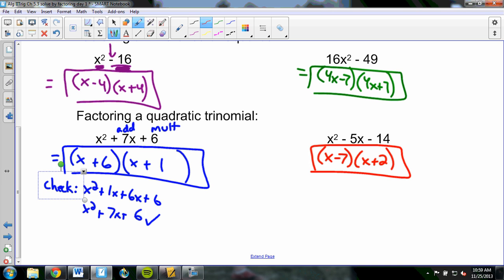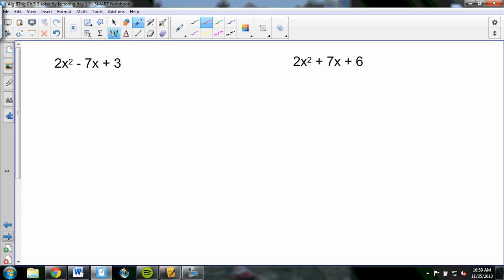It gets tougher. Right now the a value is 1. The term in front, the leading coefficient, is a 1. As a increases to something like 2, it gets a little bit tougher. Because now I know that this spot's going to have a 2x, and this spot's going to have a single x, because 2x times x is 2x squared.